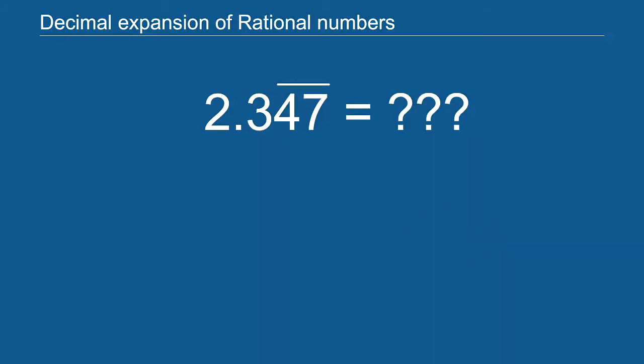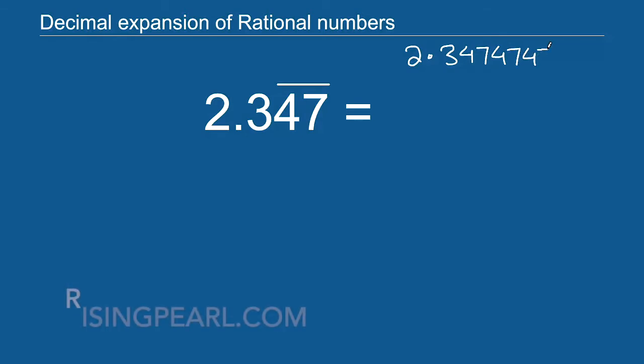Let's take a look at our second question. Now, what does this number mean? It simply means that it is the 4, 7 that keeps repeating. In other words, we can think of this number as 2.347474747, and so on. It is the block of numbers 4, 7 which continuously repeats forever.